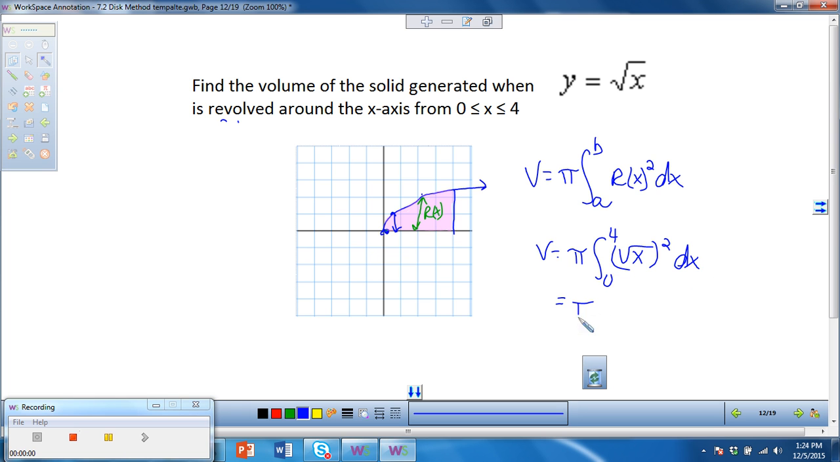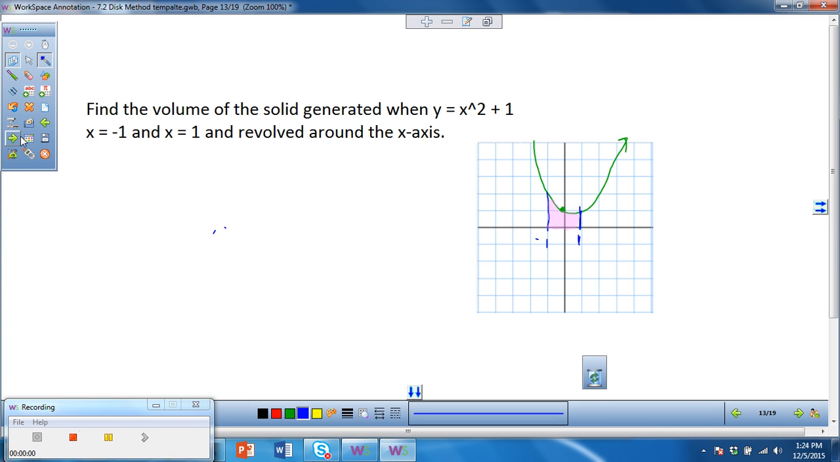So this is just pi times the integral from 0 to 4 of x dx. Of course, that's x squared over 2, evaluating from 0 to 4, and that gives us the volume. Plugging 4 in, we get 16 over 2, 8 pi. And if I plug in 0, of course I get 0, so the answer is just 8 pi. Easy peasy, right? You just have to remember this formula and how to use it.